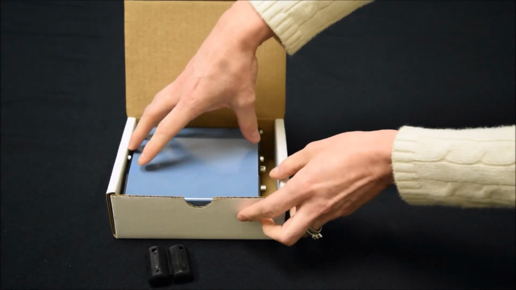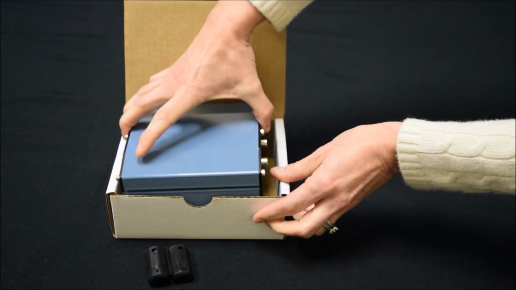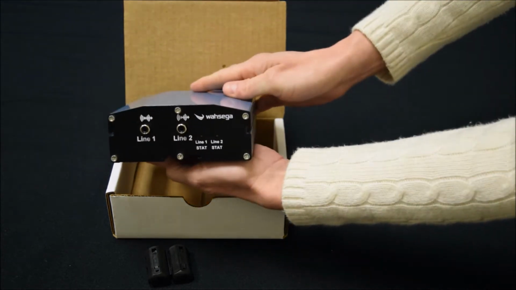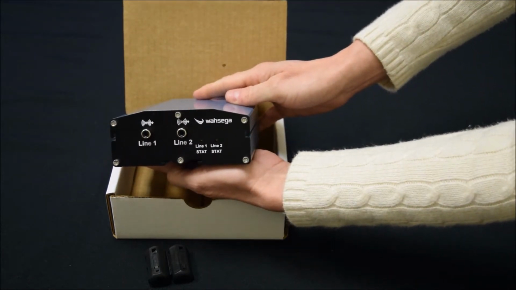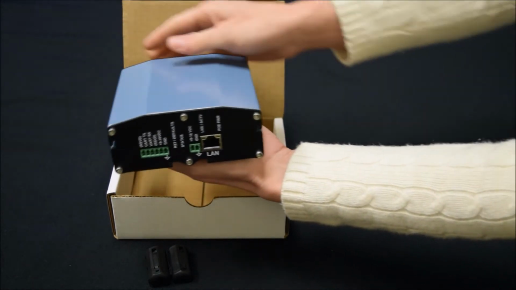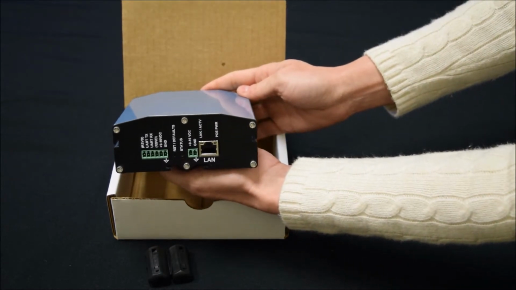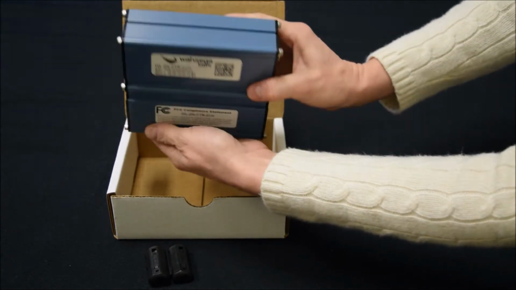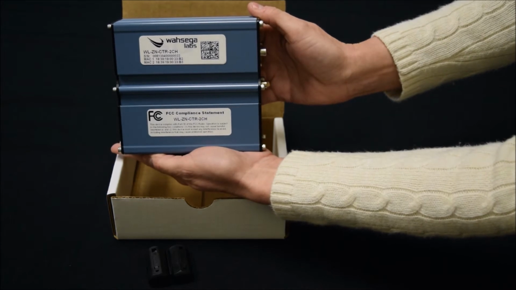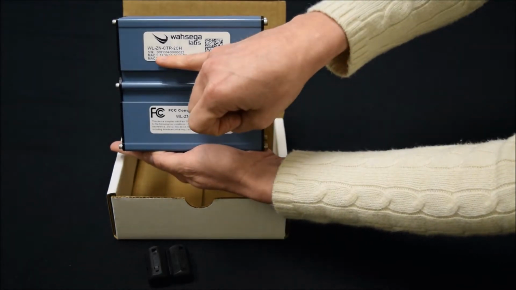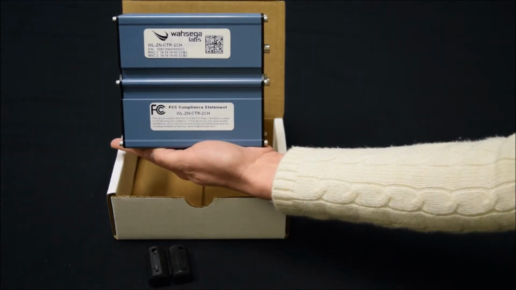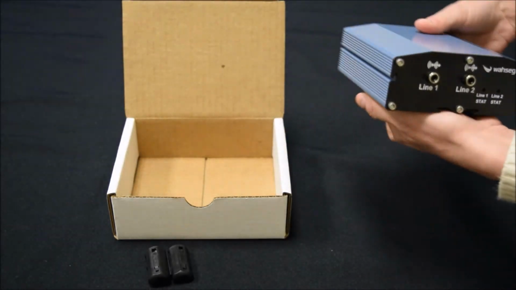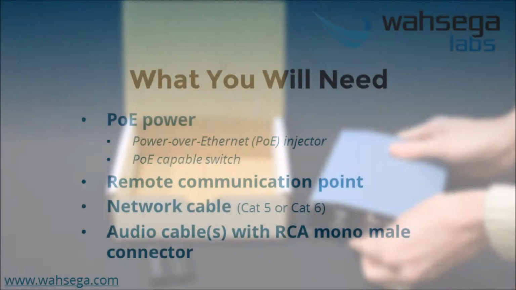The IP paging zone controller itself has line 1 and line 2 connections with status LEDs for both on the front. On the back, it has an Ethernet port. The bottom of the zone controller has a label which shows the MAC addresses also found on the box label. Note the mounting notches for side or rear DIN rail mounting here. Let's get started with setup.